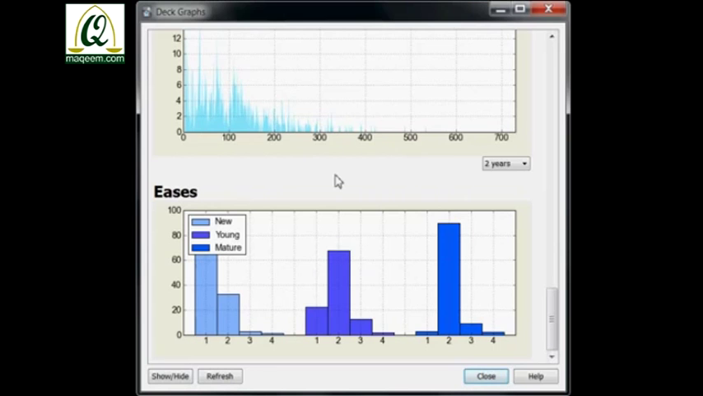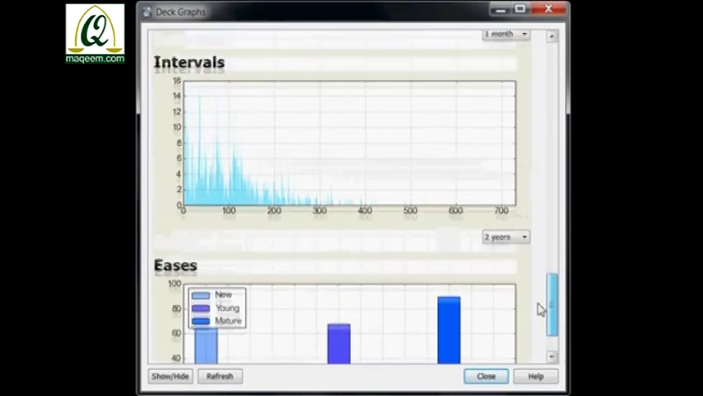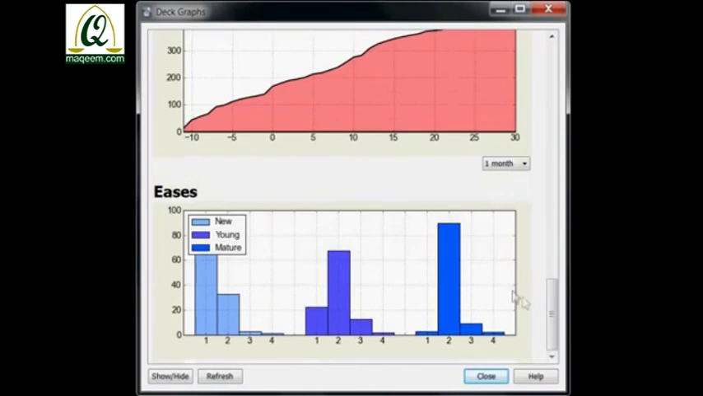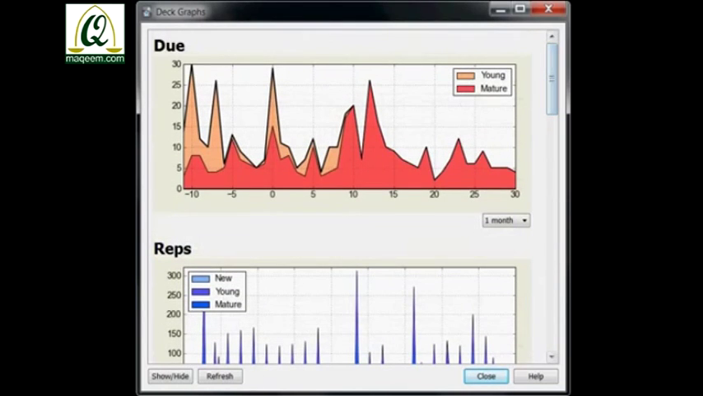Okay. The other thing I should point out is that you can actually hide and show some of these graphs. So if you're not at all interested in the intervals, for example, we can hide that and it will disappear from the list. You can always add it again later. I think that's all we need to cover.